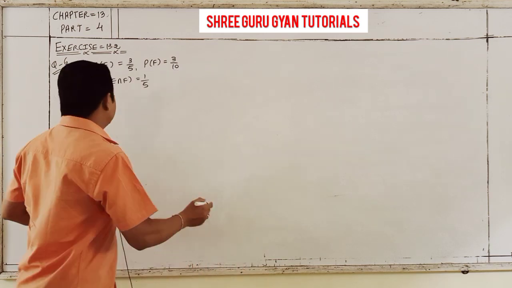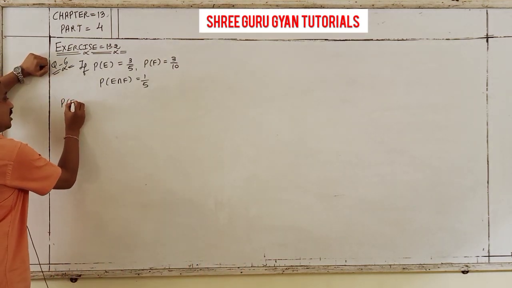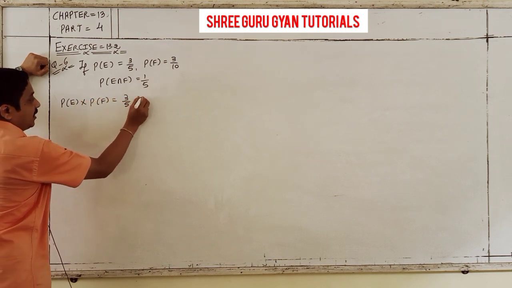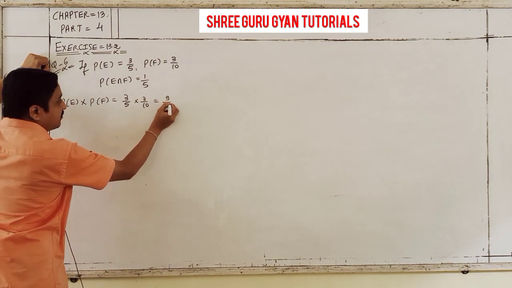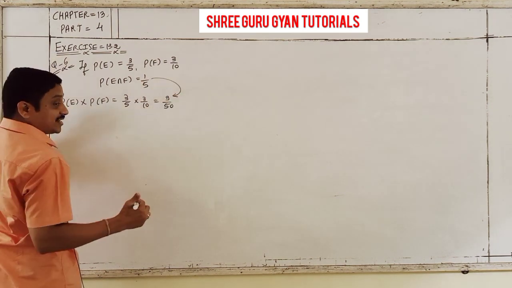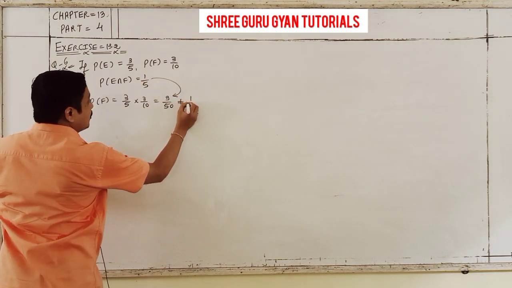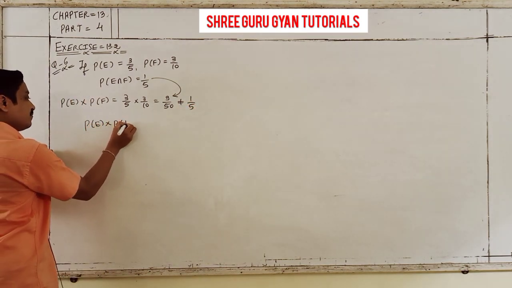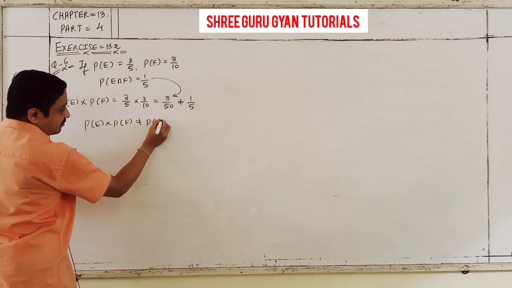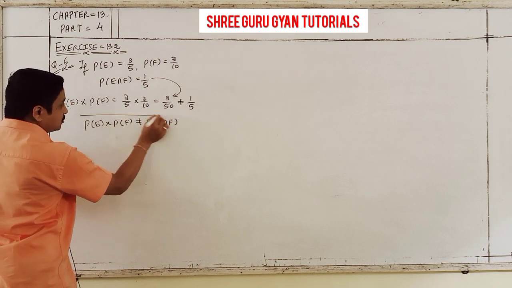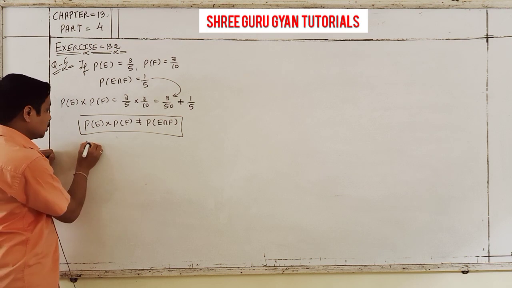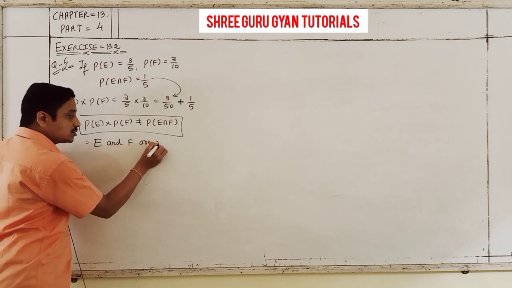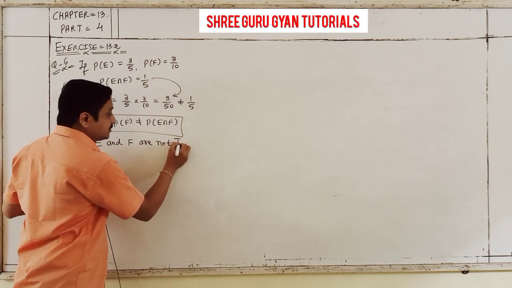So very easy. The condition you know: P of E into P of F is 3 by 5 times 3 by 10, which is 9 by 50, which is not equal to 1 by 5. So P of E into P of F is not equal to P of E intersection F. In short, we will write down: E and F are not independent events.